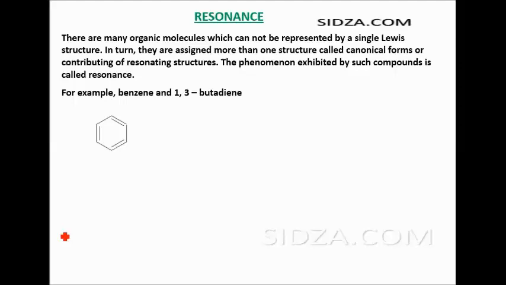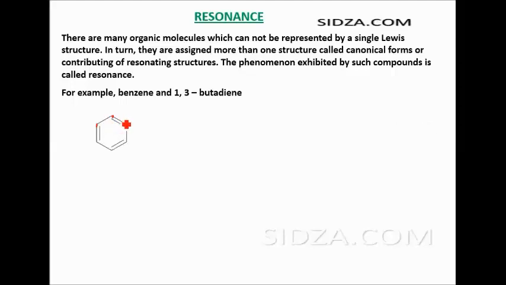Let's take an example of benzene. In benzene there are 3 double bonds and 3 single bonds between the carbon atoms, and therefore we can expect that a carbon-carbon double bond should be shorter than a carbon-carbon single bond. So we expect to have 2 types of bond lengths in benzene, one shorter, one a little bit longer.